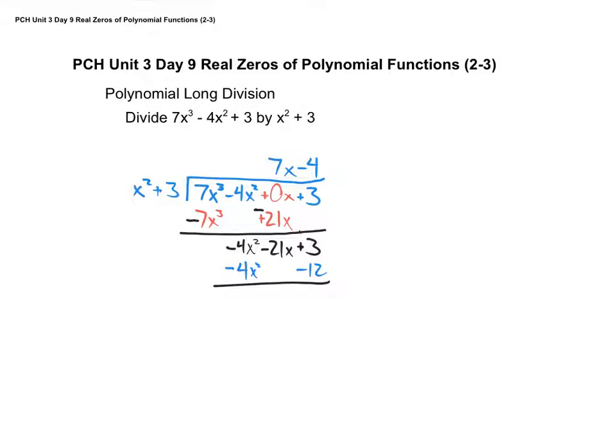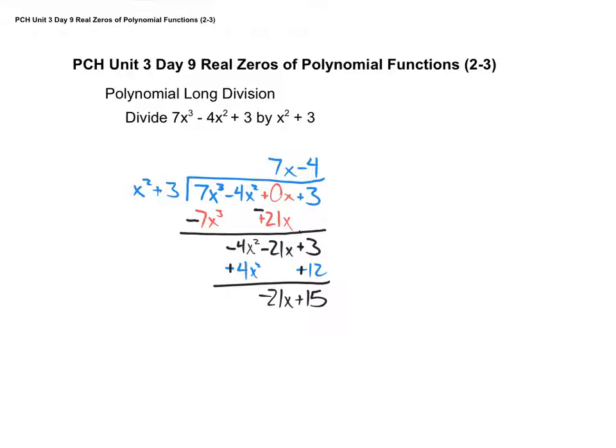And again, we subtract. 0. Okay, so negative 4x squared minus a negative 4x squared is 0. Negative 21x minus 0 is negative 21x. And 3 minus a negative 12 is a plus 15.